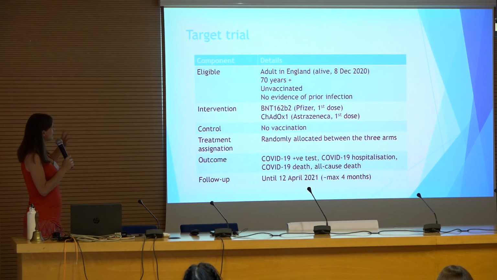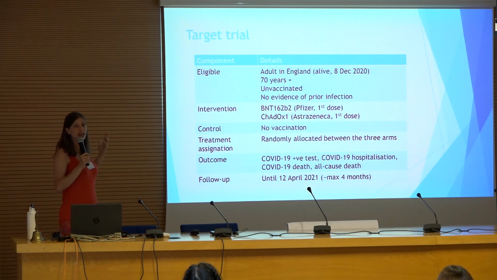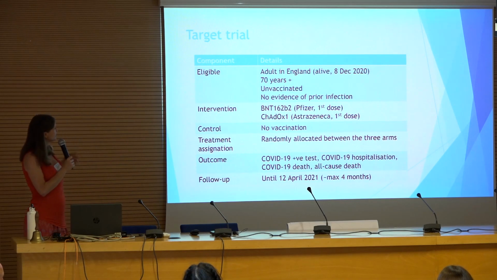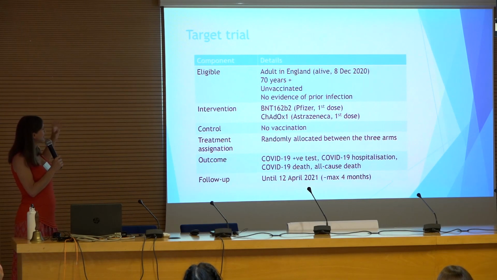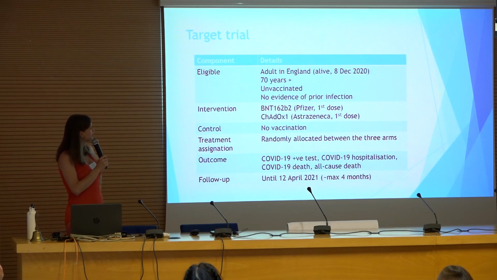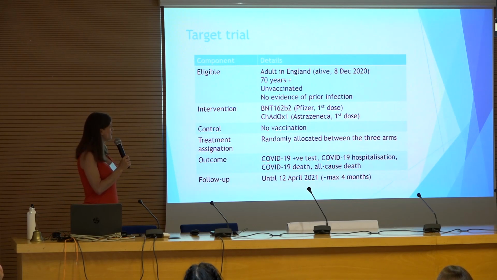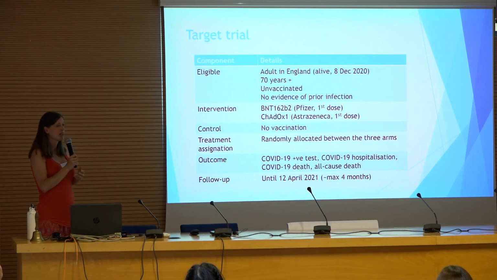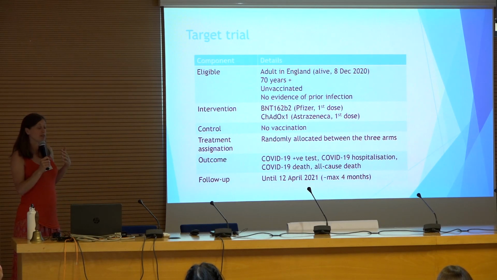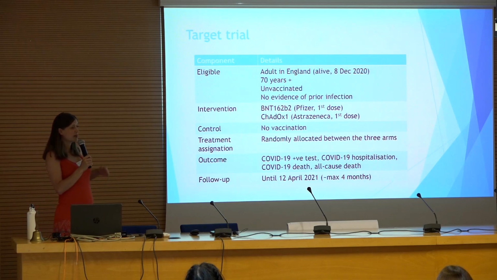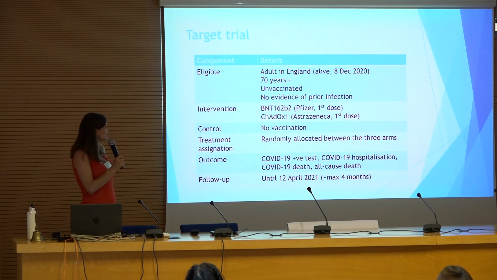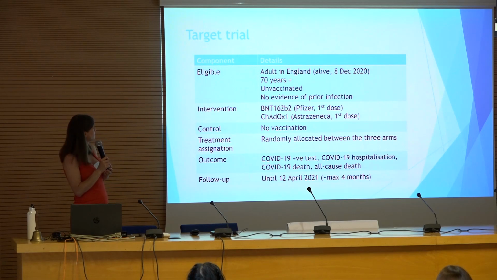Having said that, in this case, this is a situation where you can quite easily think of a target trial or a pretend trial. So in my made-up trial, my eligible people are adults who are in England and alive on the 8th of December 2020. That's going to be the start of my study period. I'm only going to include people who are 70 years and above, who are unvaccinated at that point in time, and who have no evidence of prior infection with COVID.